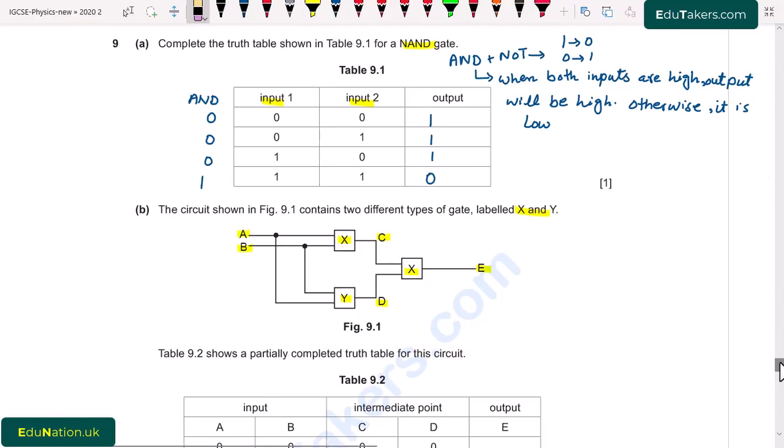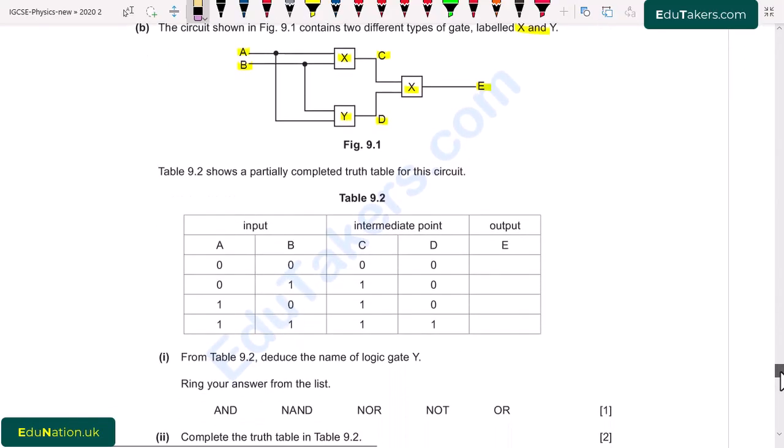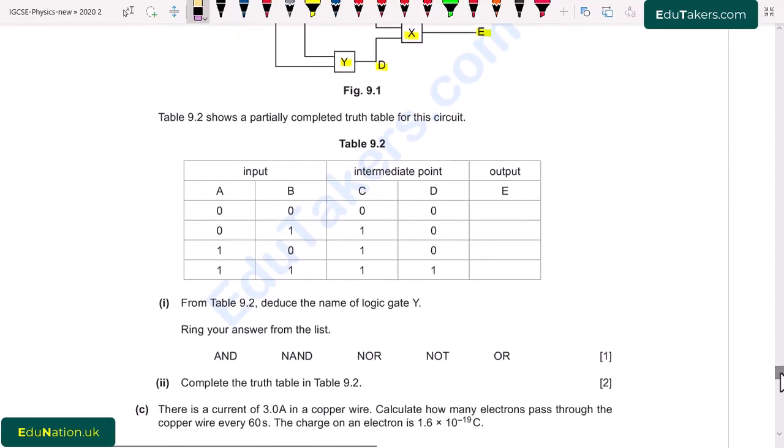So in Part B, we are also given a truth table. Table 9.2 shows a partially complete truth table for this circuit. So the inputs are A and B, the intermediate points are the outputs C and D, and both of these outputs are the inputs of the last X gate, which gives the output E. We have to complete this table.